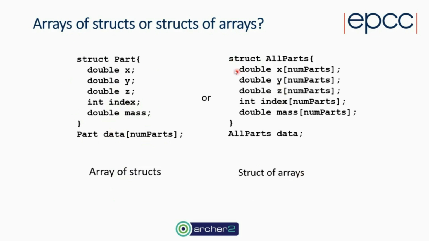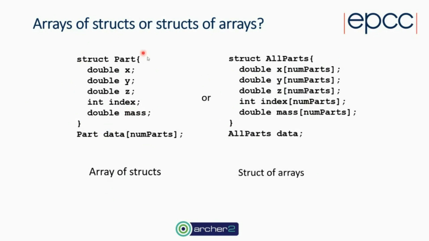Or you can create a structure of arrays, where we create a structure which is all the particles together, and then each one of those has an array in it. So the first element of X, and the first element of Y, and the first element of Z, and the first element of index, and the first element of mass represent the data for a single particle. And then if you move on, you get the next particle and the next particle.